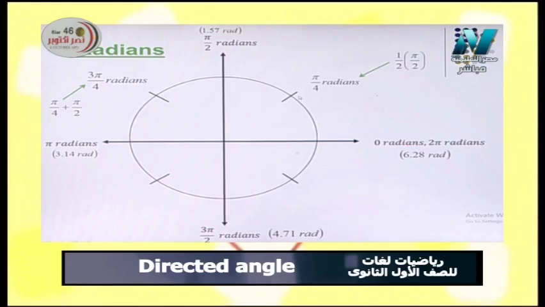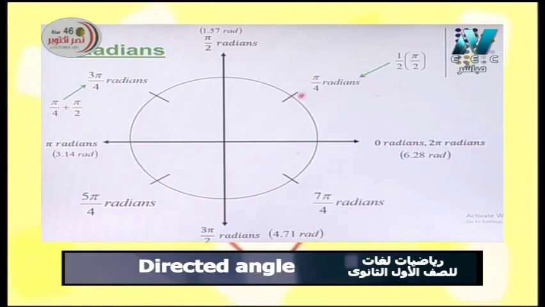Let's add more. In the middle here, we have pi over 4, 3 pi over 4, 5 pi over 4, and 7 pi over 4. We add in the middle here pi over 4, which is 45 degrees, 3 pi over 4, and 5 pi over 4, and 7 pi over 4.